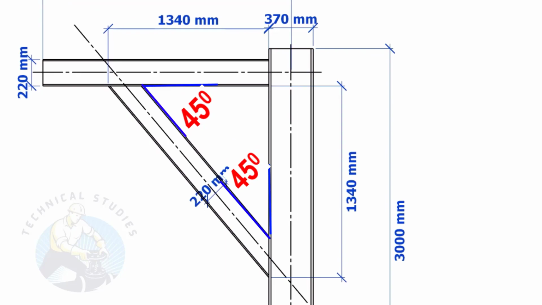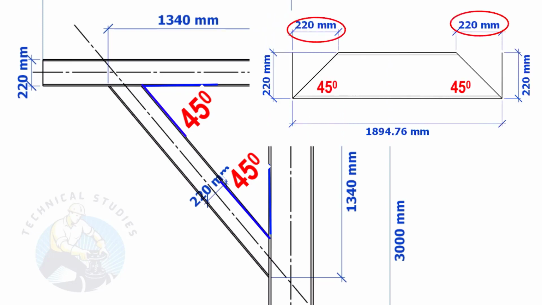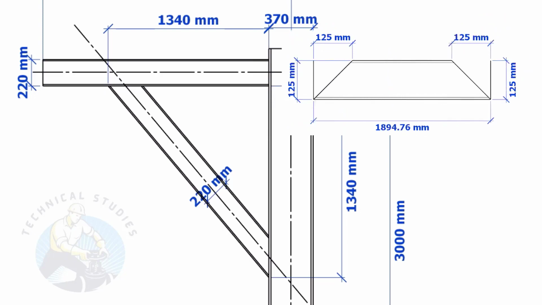Here, the size of the beam is 220 mm. Then, the cutback will also be 220 mm. Suppose the width of the bracing is 125 mm, then the cutback will also be 125 mm. This means if the included angle is 45 degrees, the cutback will be the same as the bracing width.